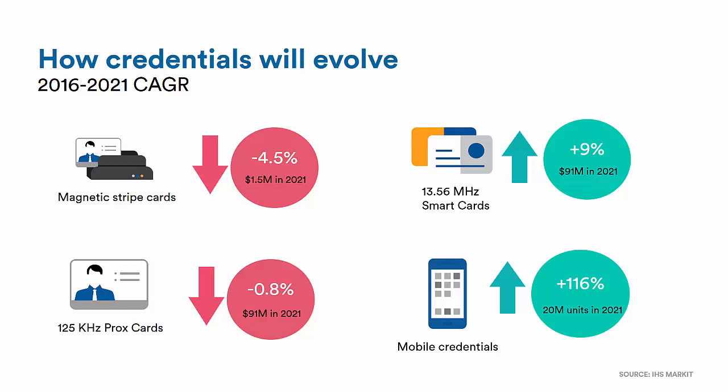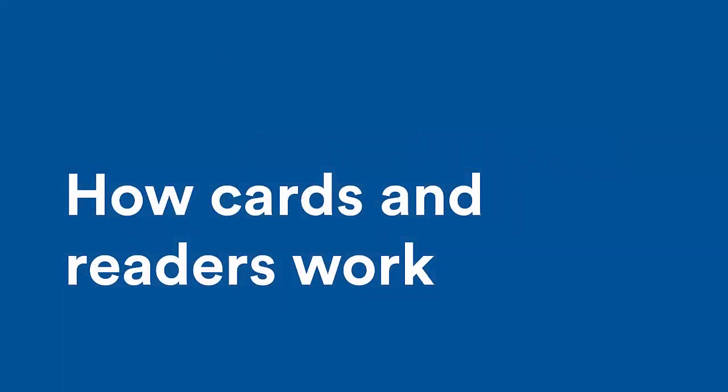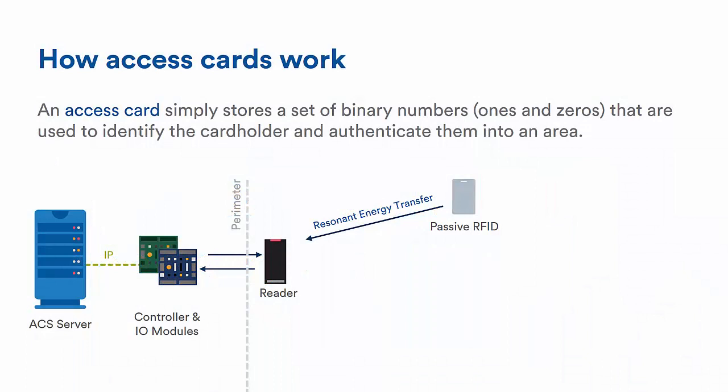So now that you have a feel for how the credential market will evolve, let's look at how credentials and readers, or how cards in general and readers work. So over the next few slides, we'll learn how cards and readers work and how their relationship really matters. So all a card does is store a set of binary numbers, essentially ones and zeros, that the reader decodes, passes that number up to the controller to associate with a card holder. But on this slide, I want to focus your attention on how each credential communicates with the reader.